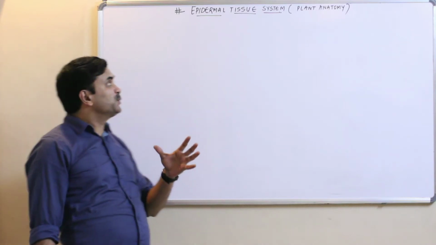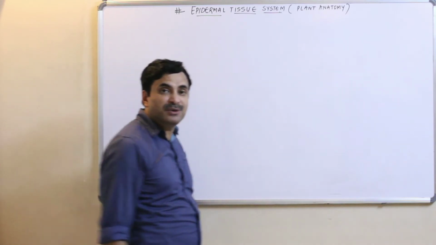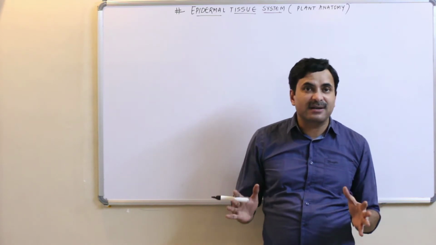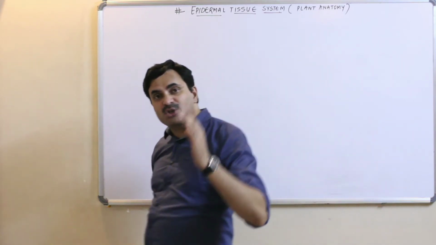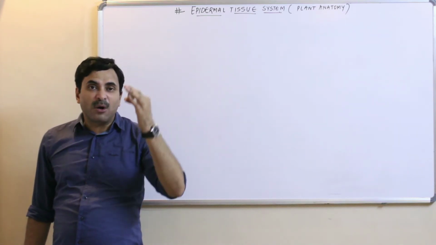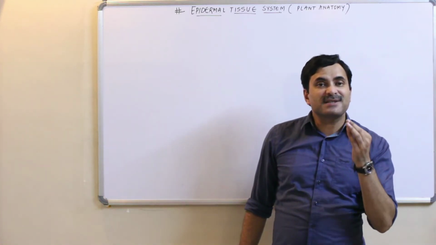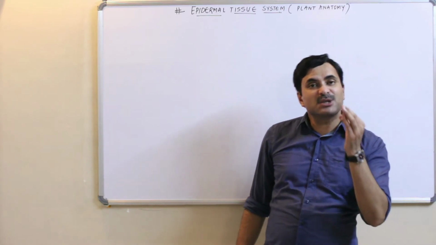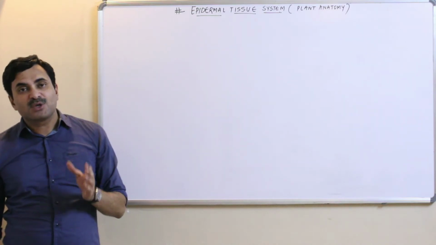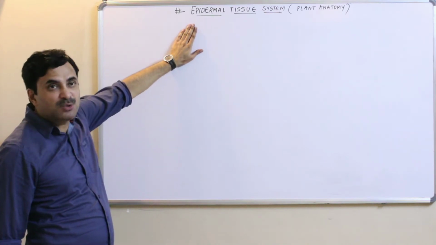Alright, so today we are starting with the epidermal tissue system, but before that I want to tell you that there was a scientist whose name was Sachs, who divided the tissue systems into three categories: epidermal tissue system, ground tissue system, and vascular tissue system. Out of these three tissue systems, I am starting with the epidermal tissue system.